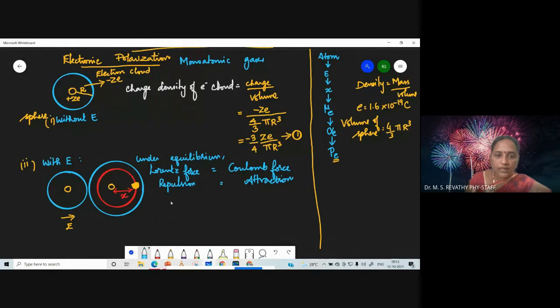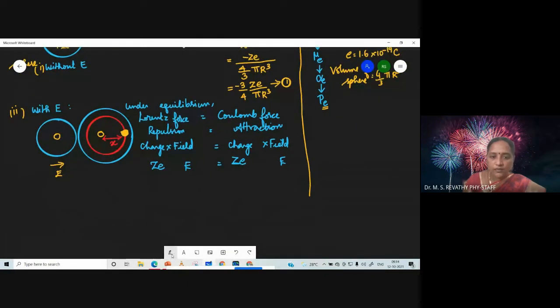So in both cases, if you write the equation for force, it is nothing but charge into field. Here also, force is represented as charge into field. The field is the electric field, so here capital E, here also capital E. Here the charge is ZT. Here the charge is minus ZT. Here also it is ZT.